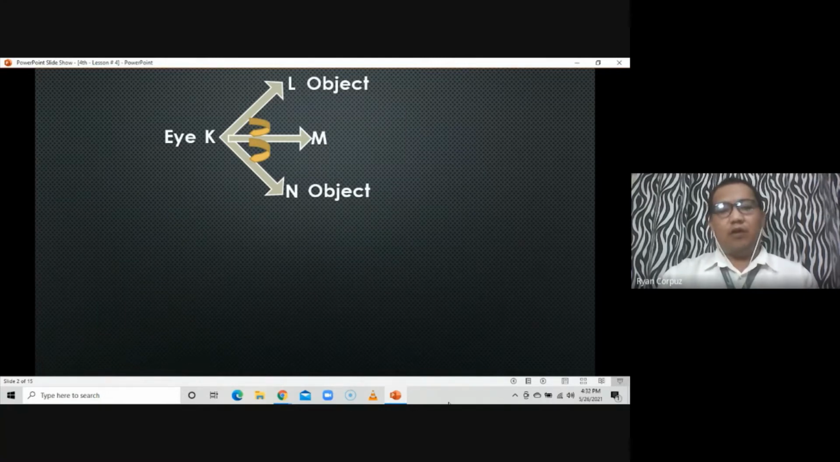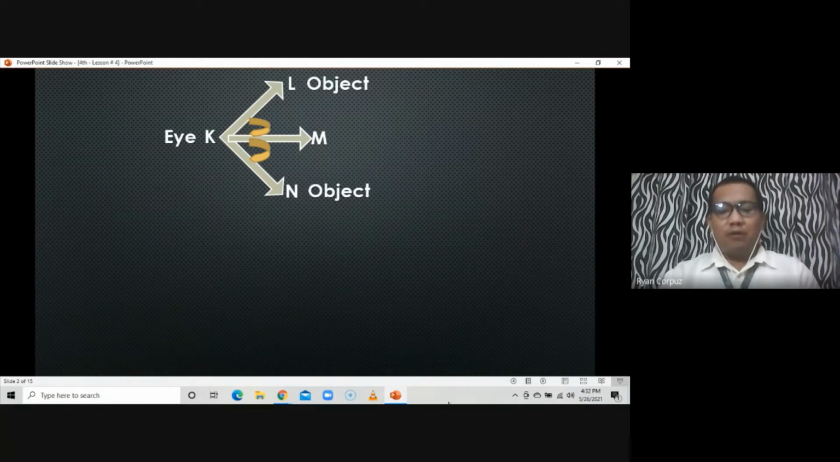It's either we are going to look at an object above or we are going to look at an object below. That's point K to point L or point K to point N. Then from the horizontal, from point K to point M, if you are going to look at an object above you, you will form an angle. And also from the horizontal, if you are going to look at an object below you, you are going to form an angle also. So yun yung dalawang angles that we are pertaining to in this lesson.